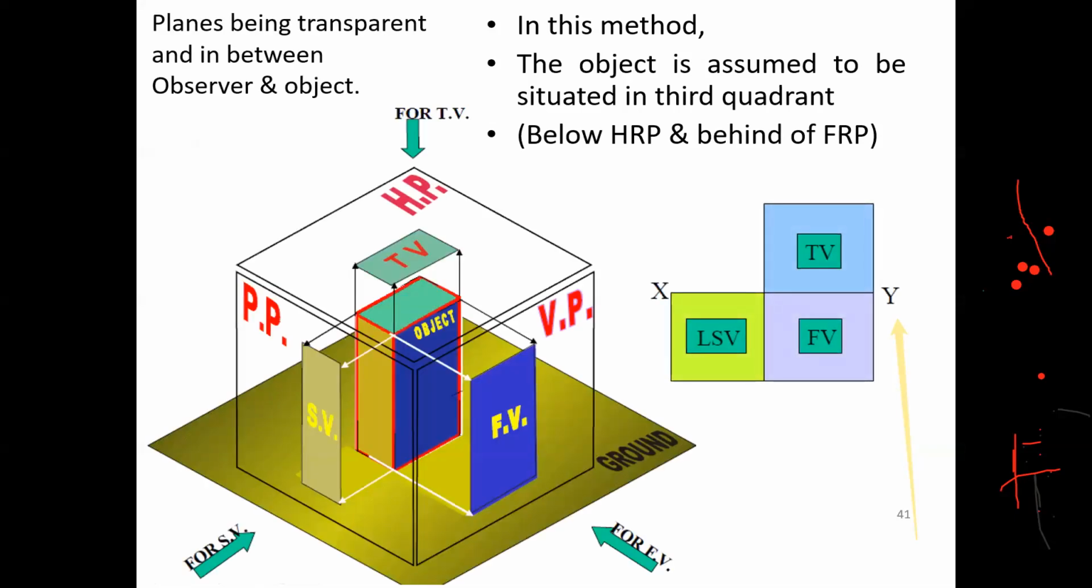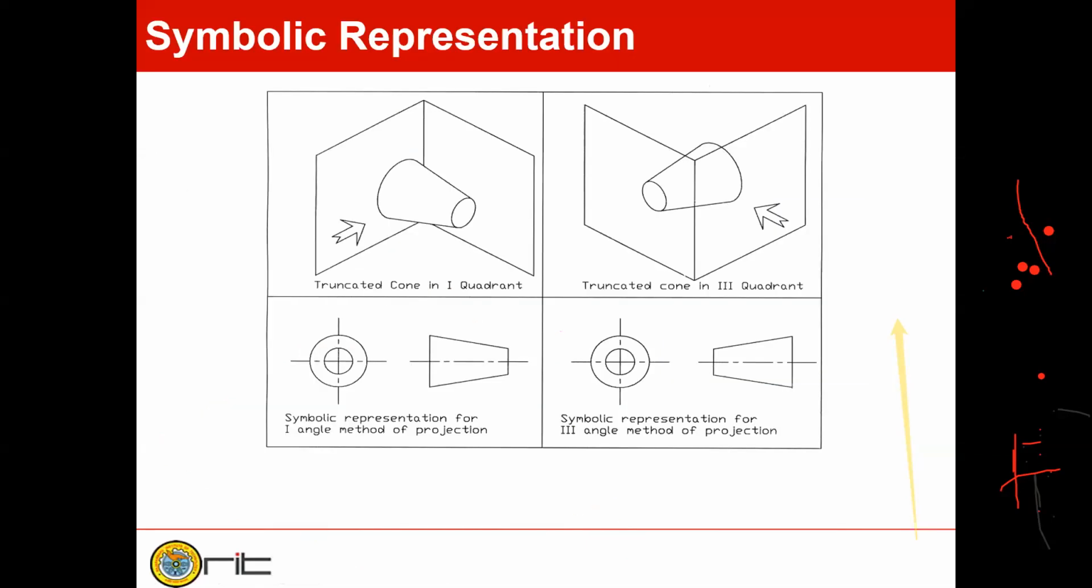Okay. So this is the third angle projection method that we are not going to learn. Now, this is a symbolic representation of the first angle projection method and the third angle projection method. This is for the first angle projection method and this is for the third angle projection method. We are using the first angle projection method, and you might have seen this symbol on the standard sheet of practical. So this is the first angle projection method symbol and this one is the third angle projection method symbol. So this is very important.